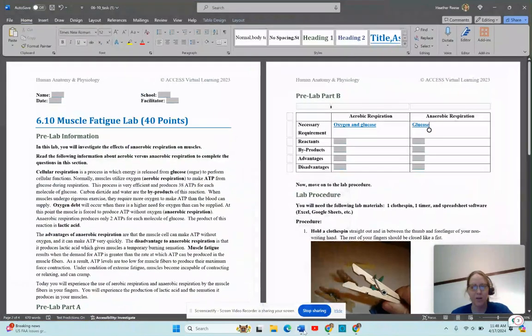Hey, Allison. So I saw your question and I thought it would just be easier to reply with a video explanation. So I've got the muscle fatigue lab pulled up here, and the part that you have questions about is the pre lab part B, where it's comparing aerobic respiration with anaerobic respiration. And I can see where this can be a little confusing, so that's okay. I'm going to help you work through that.